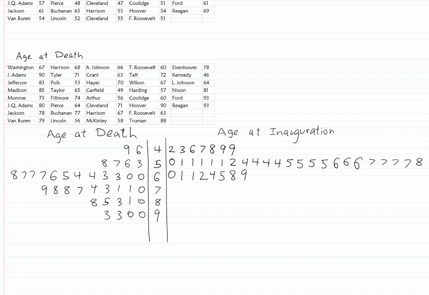All of the presidents have been in that 30-year age gap when they're inaugurated, but at the same time in the same plot I can see that when they died they're much more spread out, from 46 to 93. So that's almost a 50-year age gap. Okay. All right, I think that's about it for stem plots.